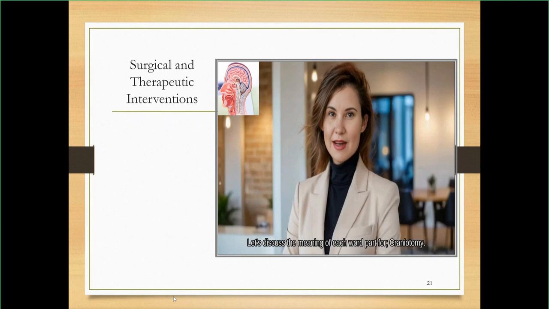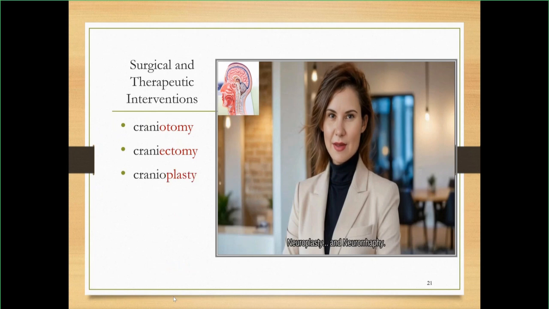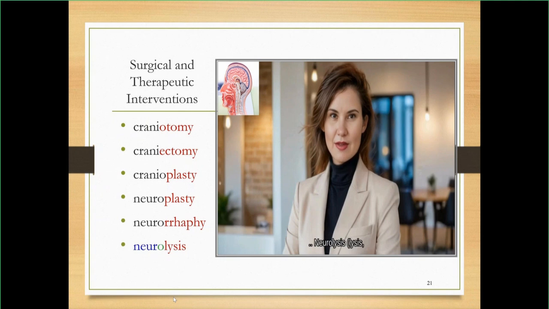Let's discuss the meaning of each word part for craniotomy, craniectomy, cranioplasty, neuroplasty, and neurorrhaphy. Let's start with the last one. I will use this one as an example to show you how I need you to analyze each of the terms on this list. Neurolysis. Lysis means destruction, and neuro means nerve. Although neurolysis has several meanings, such as release of a nerve sheath by cutting it longitudinally, operative breaking up of adhesions surrounding a nerve, relief of tension on a nerve, and disintegration of nerve tissue.